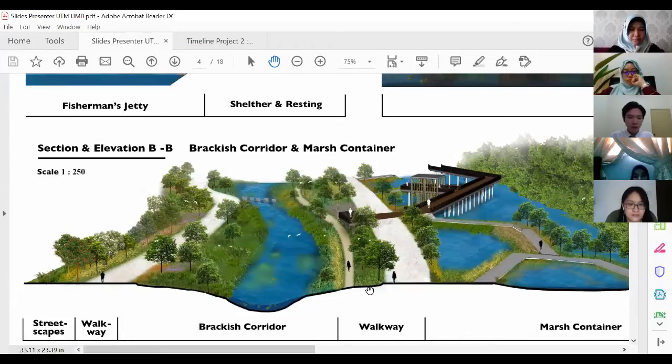So for the Frankish corridor, there is large greenery as well as a crossing stone for people to cross to the other side, and other facilities as well. So I move to the illustration.